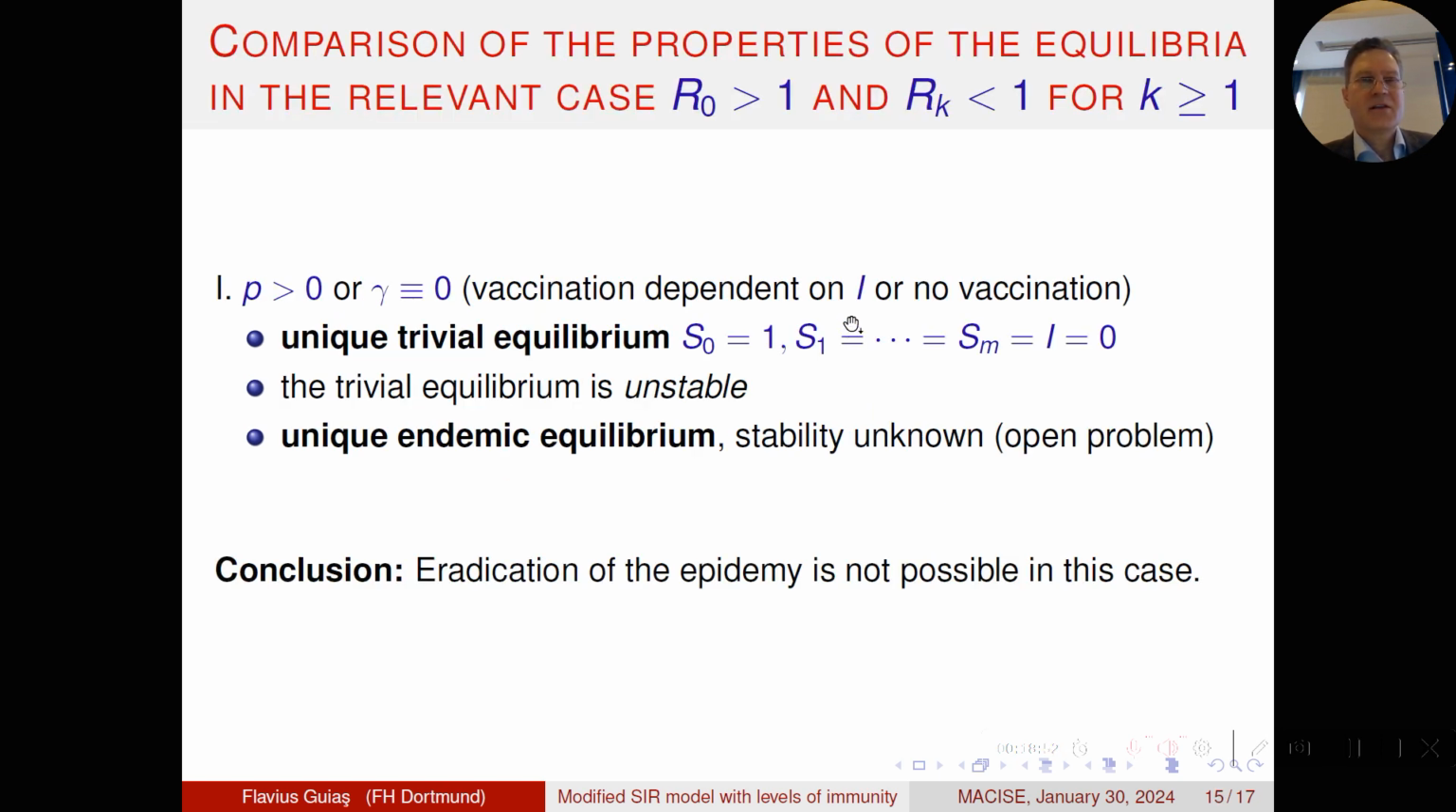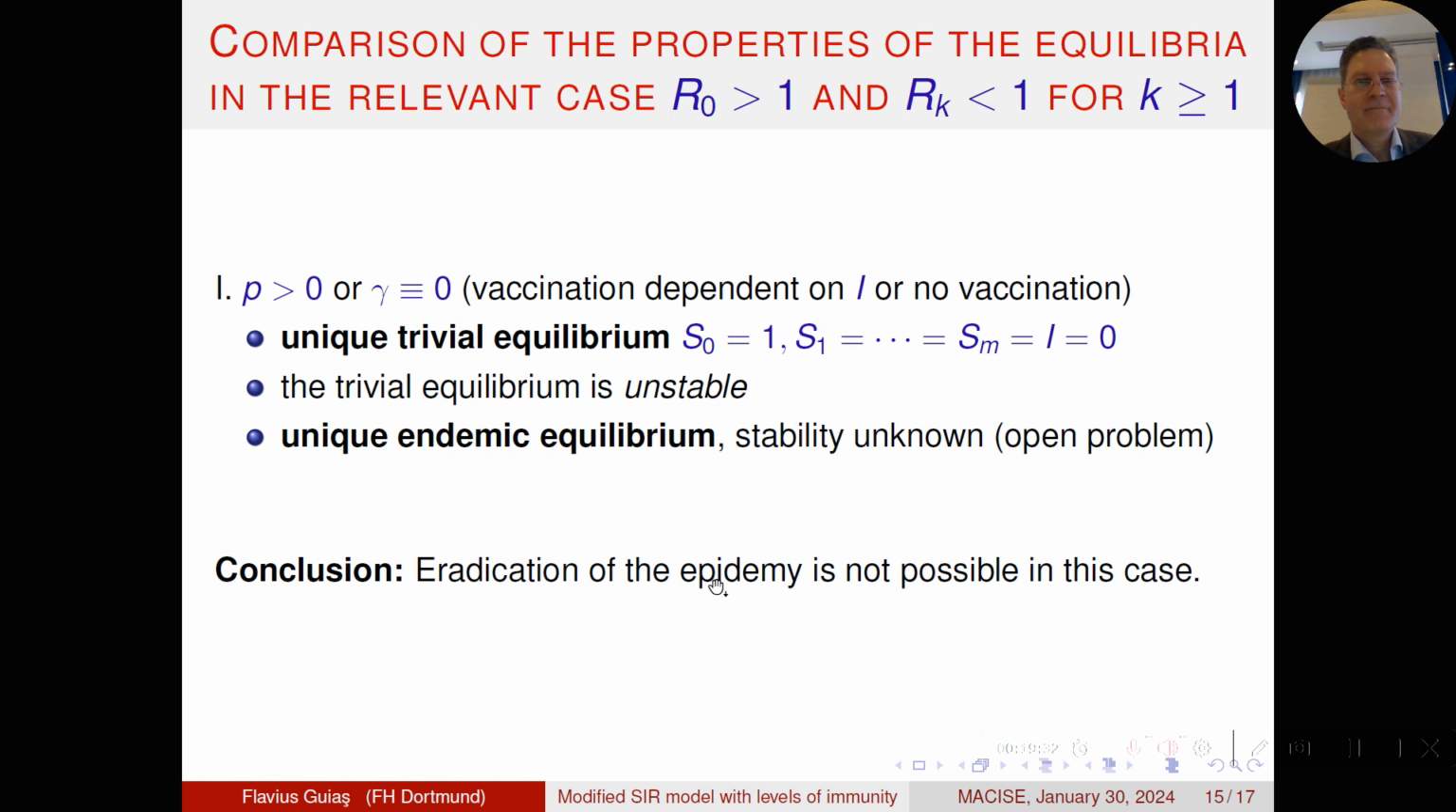Now let's summarize the results, but only in the relevant case that R0 is larger than 1 and all other Rks are less than 1. First case, vaccination dependent on I, so if I is low, also vaccination rates are low, or no vaccination at all, then you have, in this case, a unique trivial equilibrium, but this is unstable. So basically, the epidemics won't die out, but the solution would go, at least many solutions, because you don't know the global stability, only the local one, would converge to this unique endemic equilibrium. So with an I value of the infected population larger than 0.